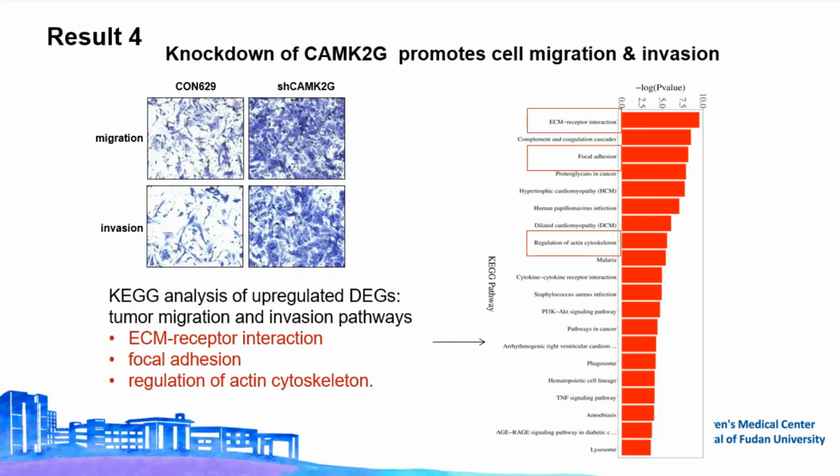Knockdown of CAMK2G also promotes migration and invasion of neuroblastoma cells, as shown by transwell assays. And KEGG analysis in upregulated genes identified enriched pathways mainly associated with tumor migration and invasion, such as extracellular matrix receptor interaction, focal adhesion, and the regulation of actin cytoskeleton.